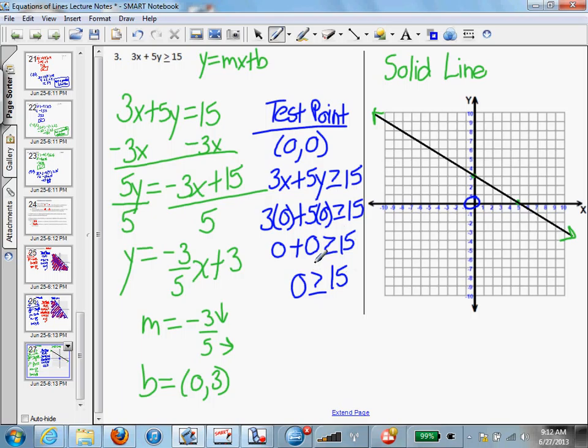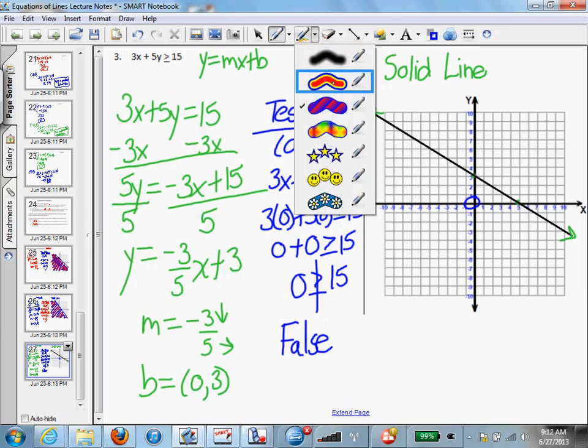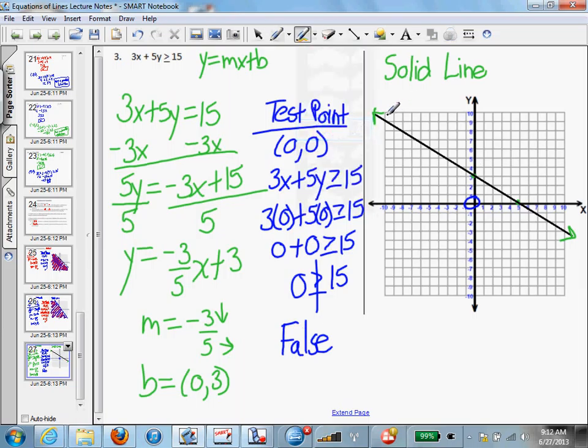Is that a true statement? Well, that is not. So that means that we will not shade in the area of the test point, because that is false. So this was our test point. We're going to have to shade in the opposite direction.